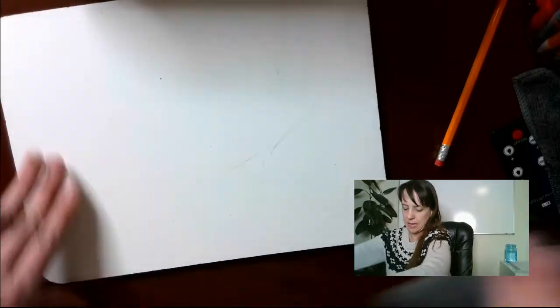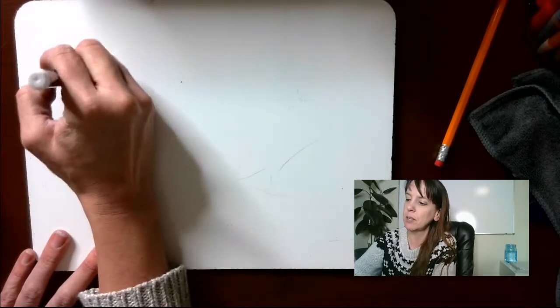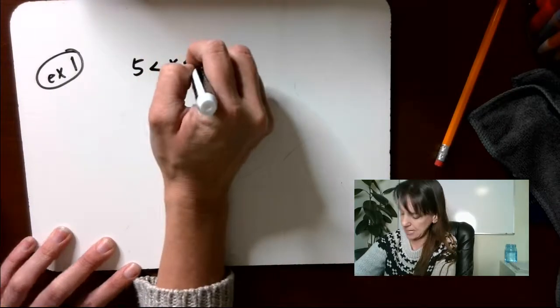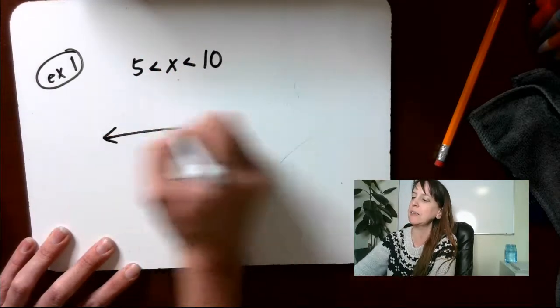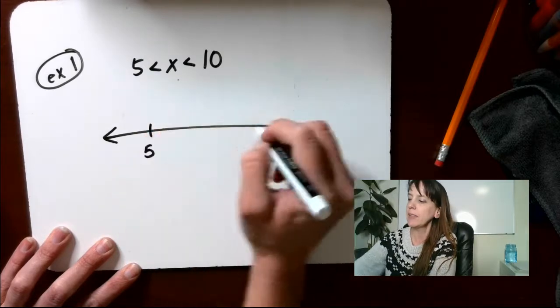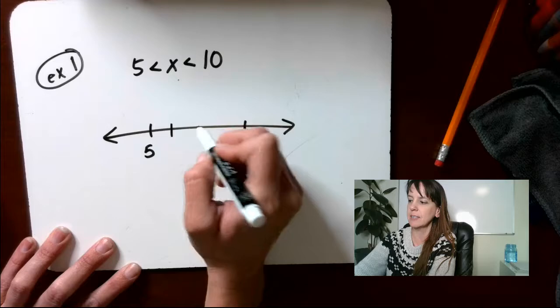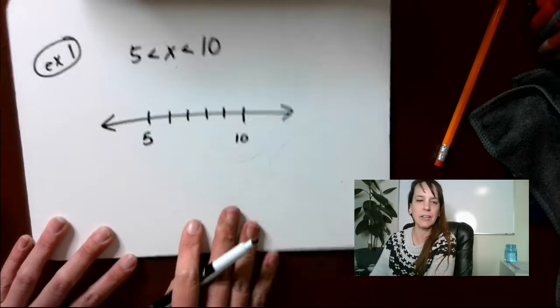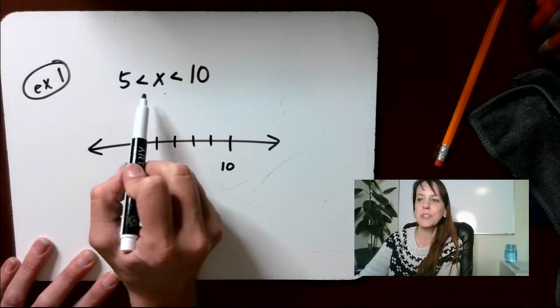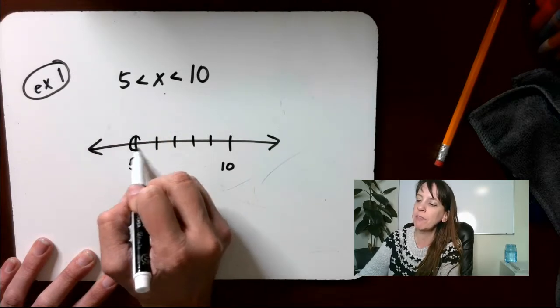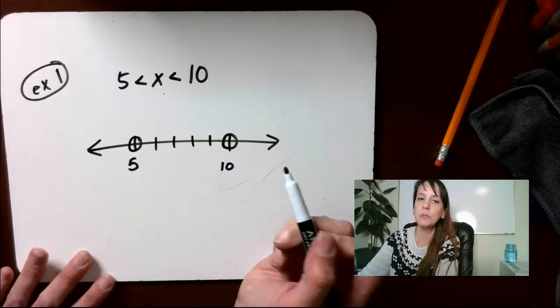So let's try some of these other ones. Let's look at example number 1. This one says 5 is less than x, which is less than 10. So this one's slightly different. We have a 5 and we have a 10. Let's throw something in here, like 6, 7, 8, 9, right? So in this case, do you notice there's no line below this? That means that it's a number between 5 and 10, but does not include 5 or 10.